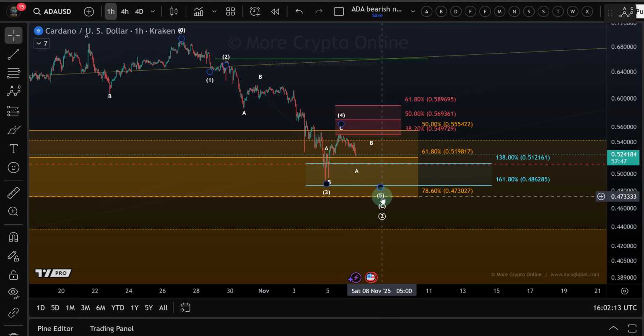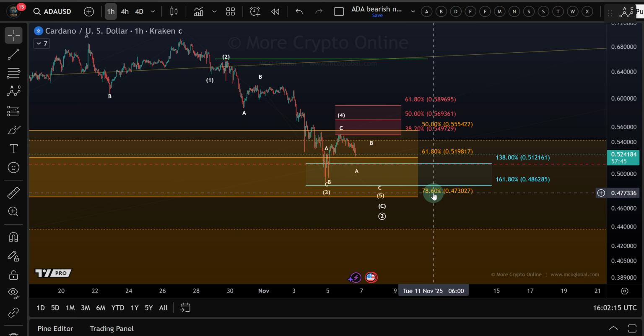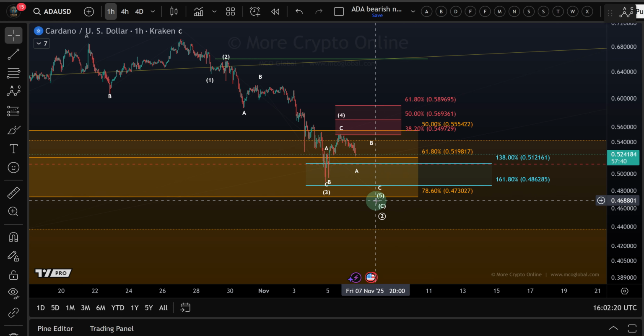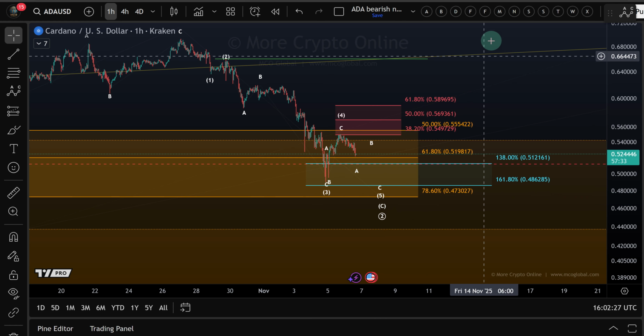Then the next decline should be a 5th wave. And it should take us to around about 47.3 cents. So if we can get there to round about 47.3 cents, then this is the zone from where a move up in a 3rd wave can happen.